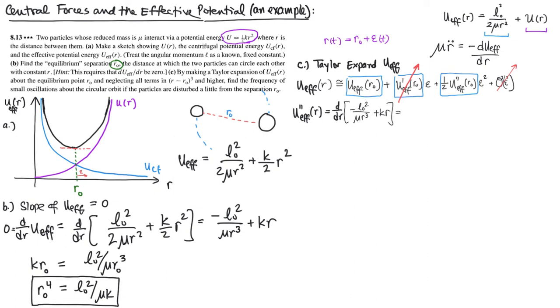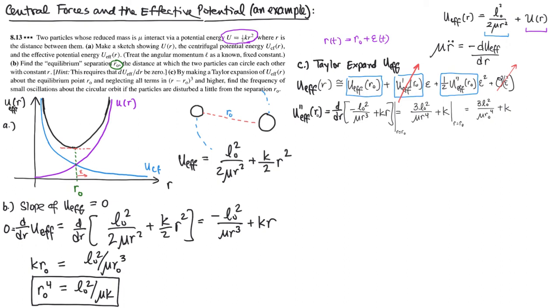Okay, so from the first term, we are going to get a minus 3 r to the minus 4. And then we end up with a k, since the derivative of kr with respect to r is simply k. And then we're going to evaluate it at r naught. Okay, so that gives us 3 L naught squared over mu r naught to the fourth plus k.